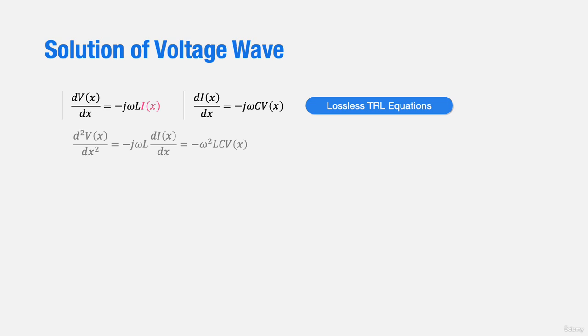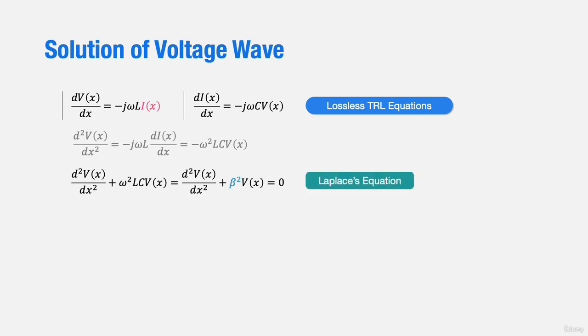Since the coefficient omega squared times LC may look complicated, we can use a new coefficient beta squared to represent it. This form of differential equation is known as the Laplace equation, which may be familiar to those who have studied electromagnetism. Now, our goal is to find V of x from the second-order differential equation, whose characteristic equation is s squared plus beta squared equals 0.